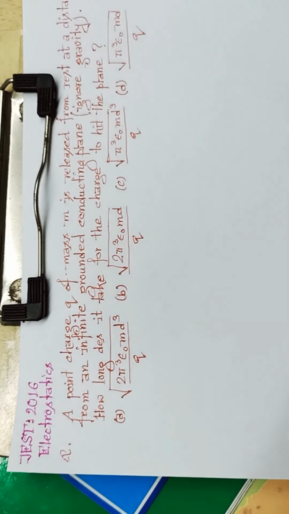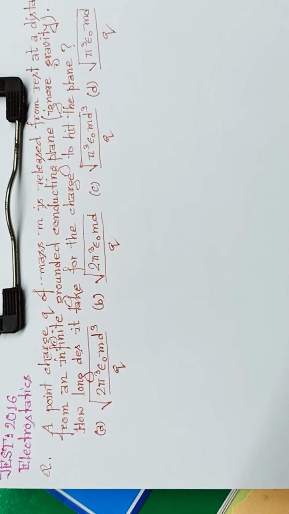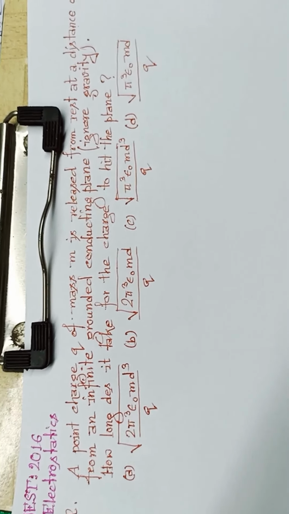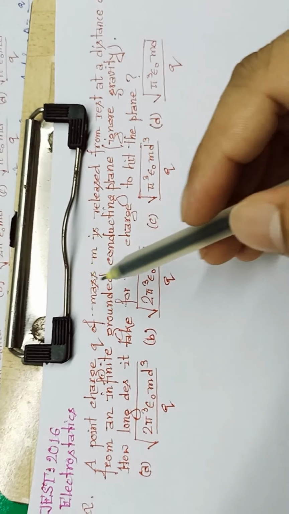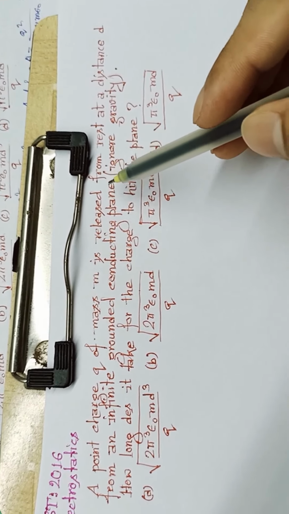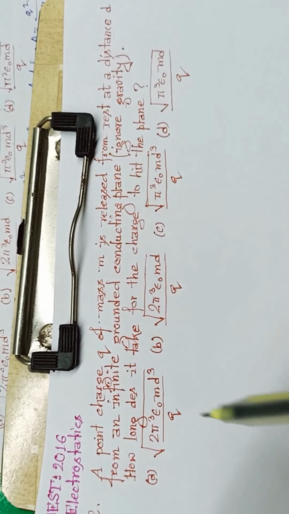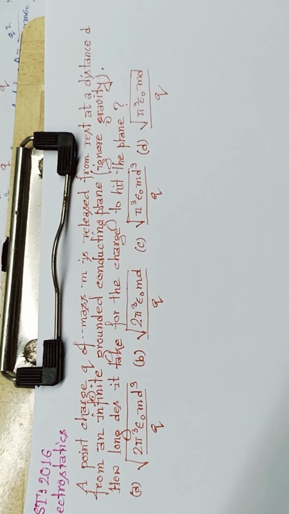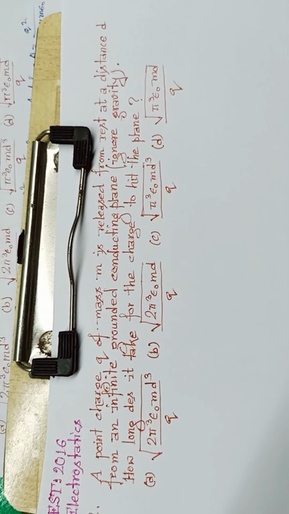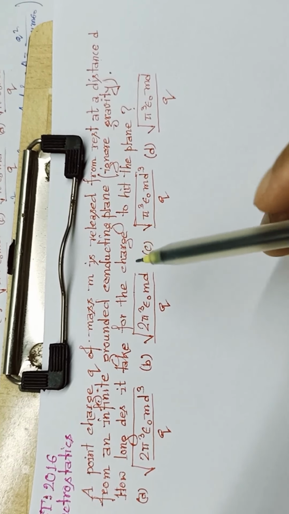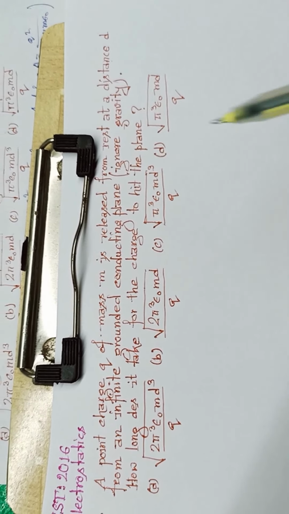Here is a question from JEST 2016 from Electrostatics. In this question it is given that a point charge Q of mass m is released from rest at a distance d from an infinite grounded conducting plane. Ignore gravity. How long will it take for the charge to hit the plane?